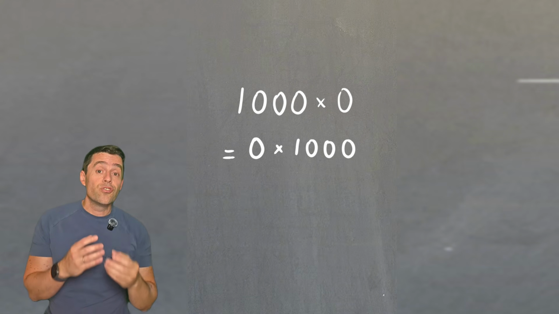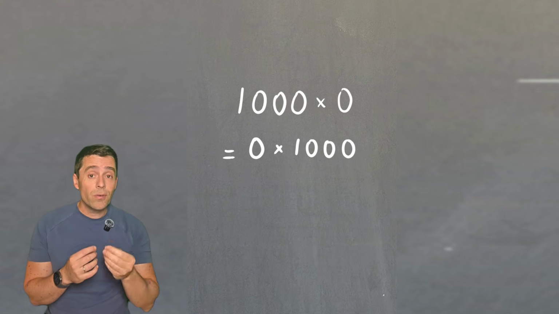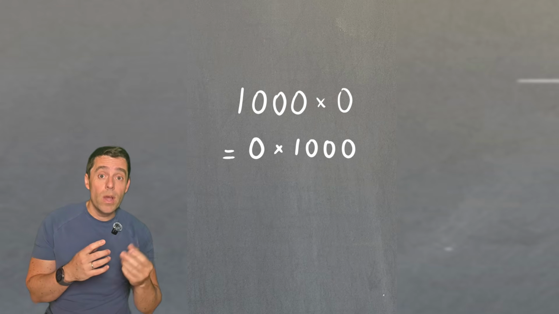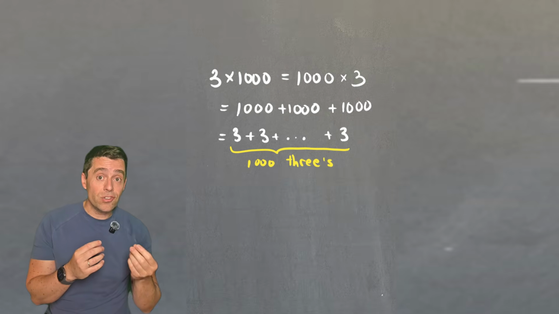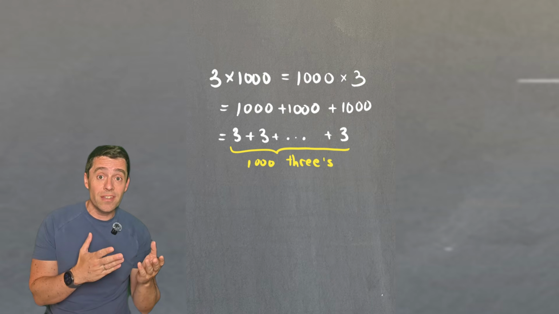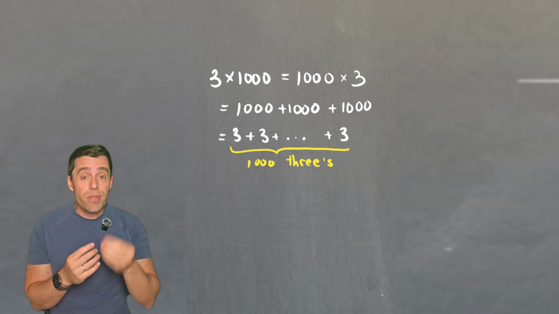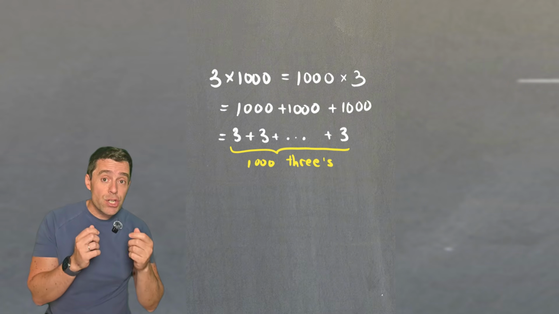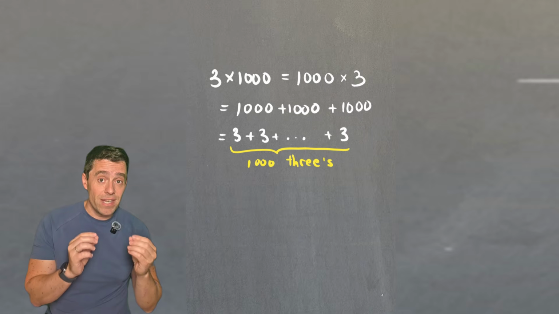A second approach is to use the commutative law. 0 times 1,000 is also 1,000 times 0. If I have 3 times 1,000, that is 1,000 plus 1,000 plus 1,000, 3 thousands, but it is also 3 plus 3 plus 3 and so on, the addition of 1,000 threes.